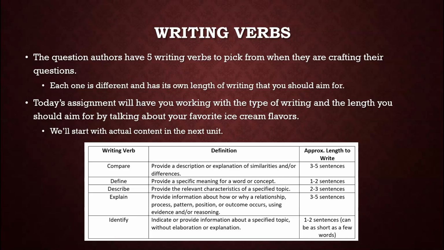So our 5 different types of writing verbs are compare, define, describe, explain, and identify. So for compare, you're going to write roughly 3 to 5 sentences, and you're going to provide a description or explanation of similarities and or differences, or both. You can do both if you want to.